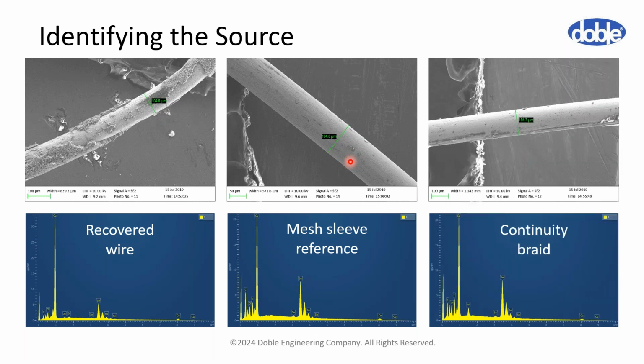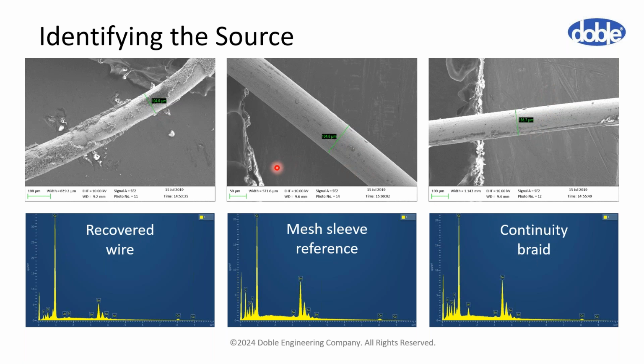And we can also do it for the continuity braid, which also is tinned copper, but it looks a different size. These are 105 microns in diameter. This is 150 microns in diameter. So it's a much thicker wire. That braid has to carry all the fault current, so it's a thicker wire, even in the same material.